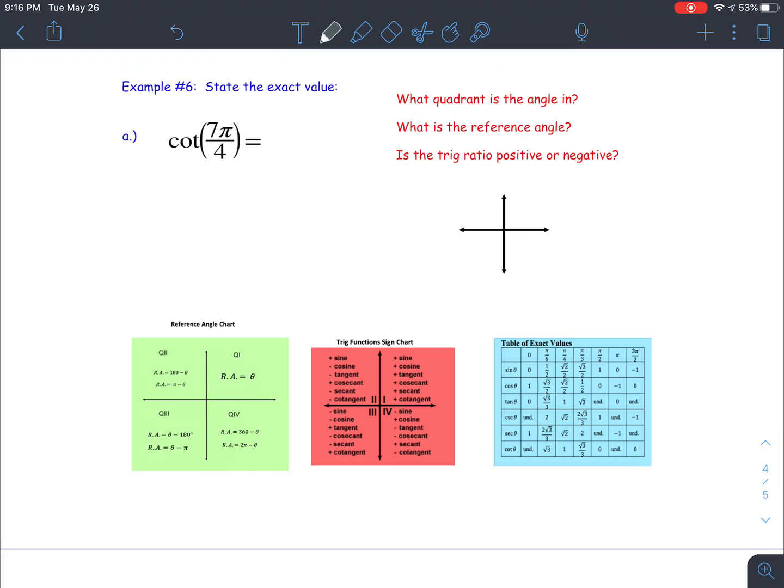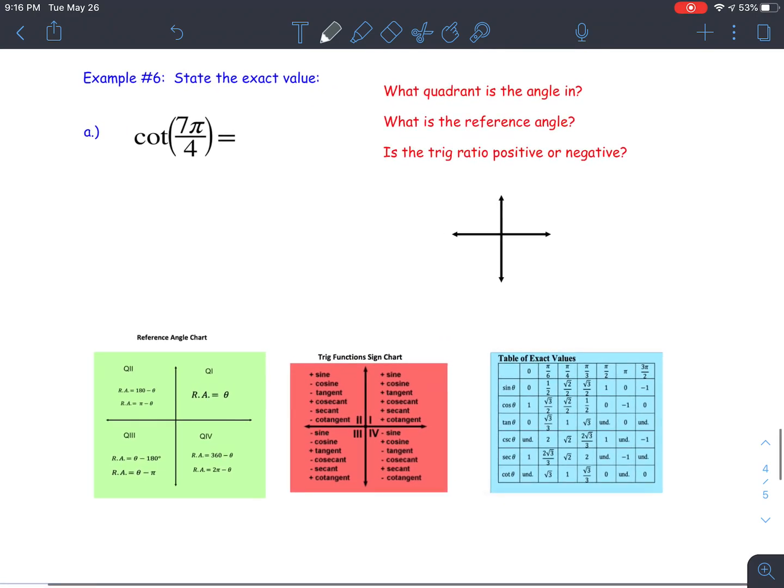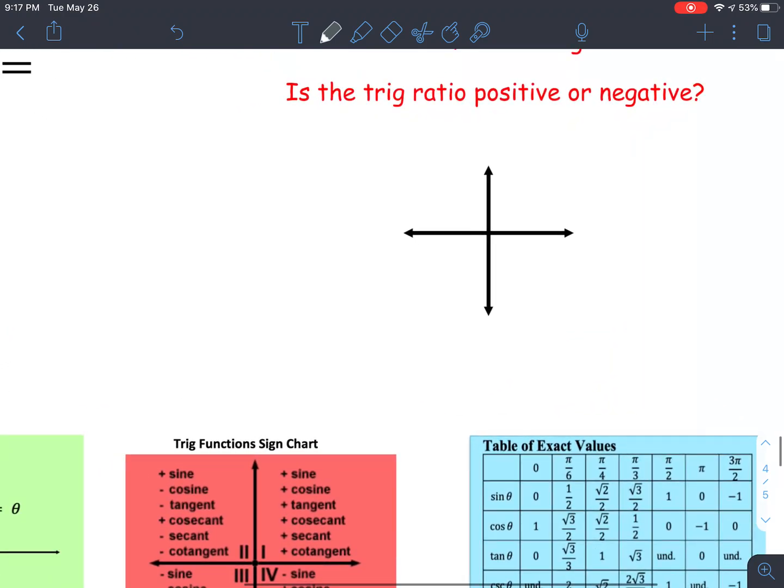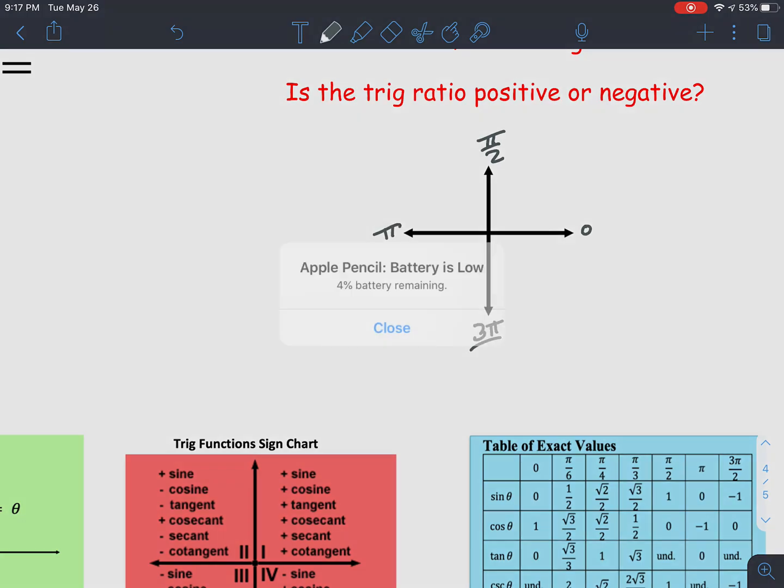Our next example here, example 6, says state the exact value of cotangent of 7 pi over 4. Once again, we need to figure out which quadrant that's in. So if I go 0, pi over 2, pi, 3 pi over 2, and 2 pi.